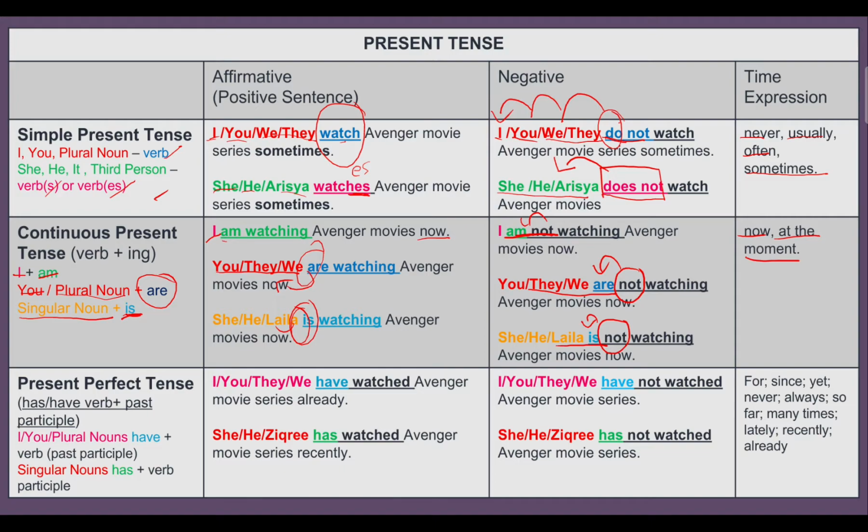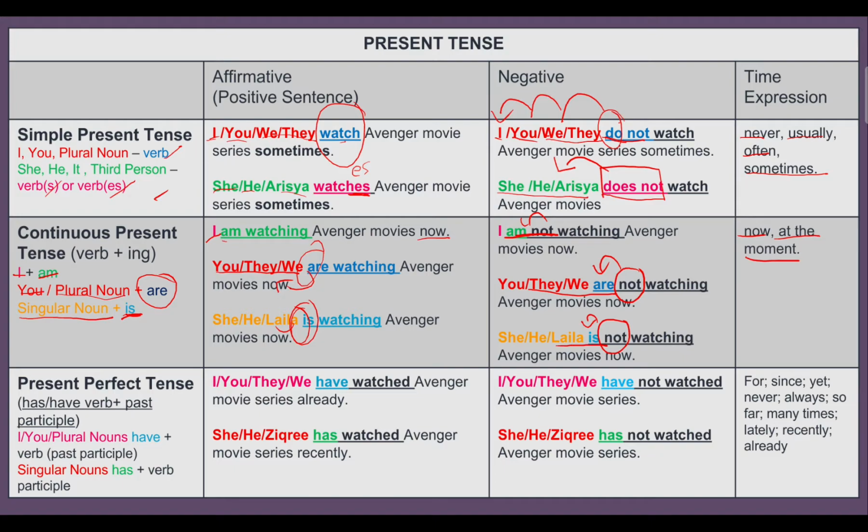Okay, let's take a look at the present perfect tense. So present perfect tense, it refers to an action or a state that either occurred at an indefinite time in the past or began in the past and continued to the present time. So basically, to make it simpler, present perfect tense is an action that happened in the past, but you don't know when exactly did it happen. So you don't know the time of it.